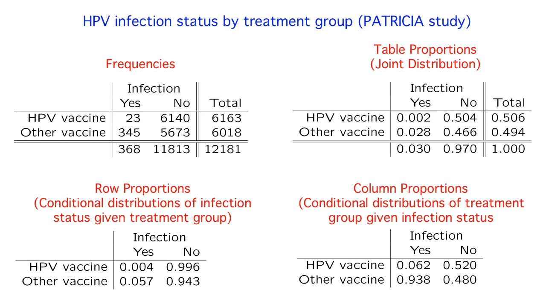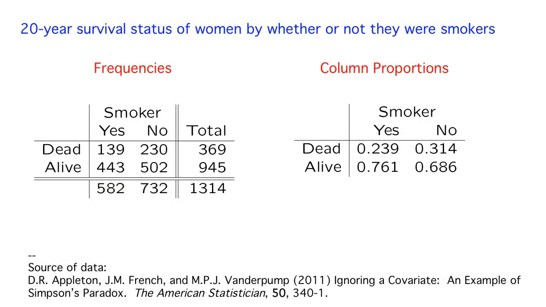Let's look at one more example, from a report on the findings from a 20-year follow-up of a large-scale study of thyroid and heart disease carried out in England in the mid-1970s. We're showing a subset of the data containing measurements on 1,314 women who were classified at the beginning of the study as current smokers or having never smoked. And we're interested in the 20-year survival status for these women.